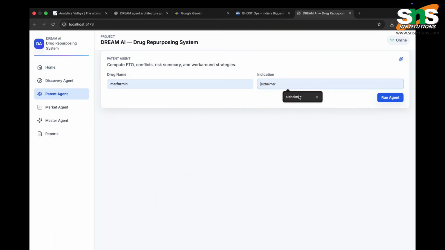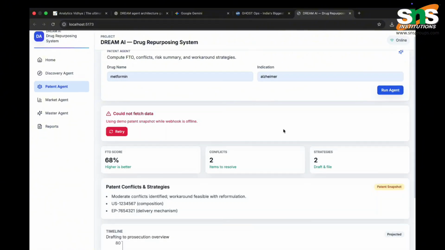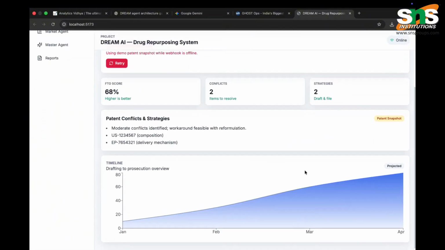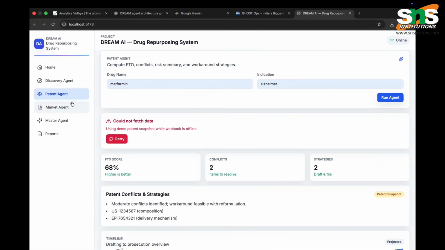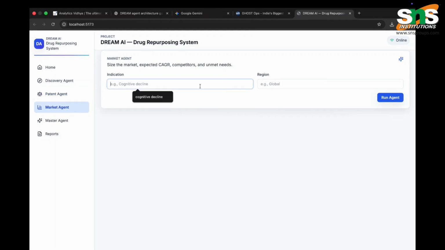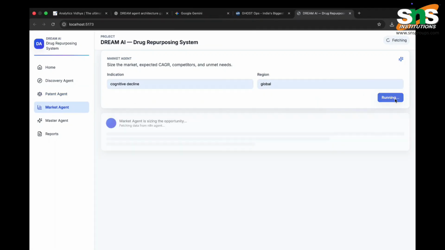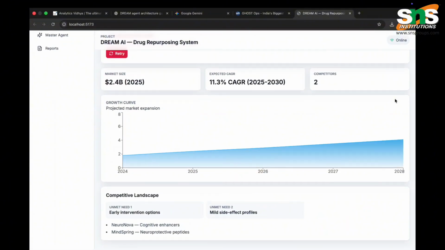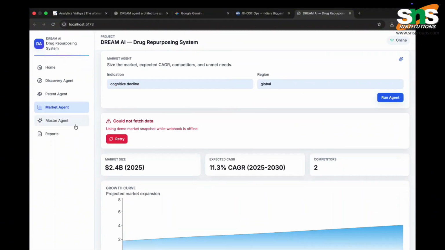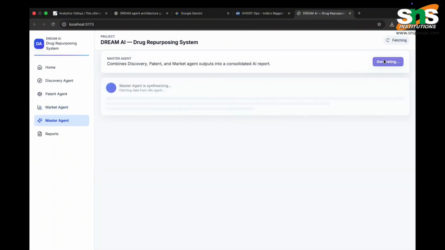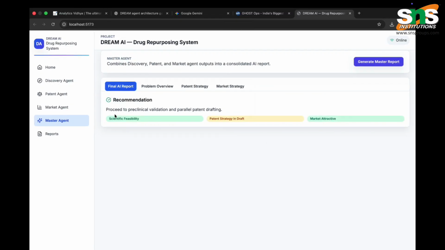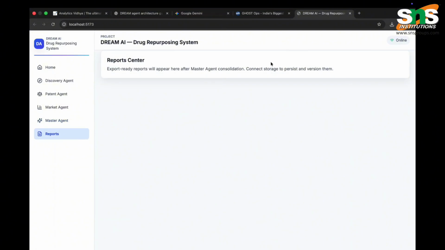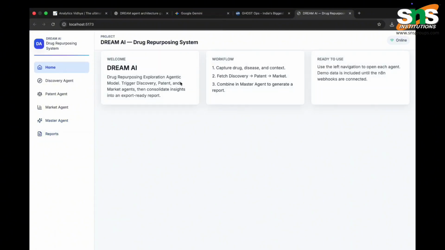Next is the patent agent. This helps to find the expiry date, or the patent's expiry deadline. Here you can see everything, so it gives those details. The market agent helps to find the market price for that particular medicine. The final master agent combines all inputs and gives one confident solution. So this is the project we have developed for this problem statement, and still this is a prototype.